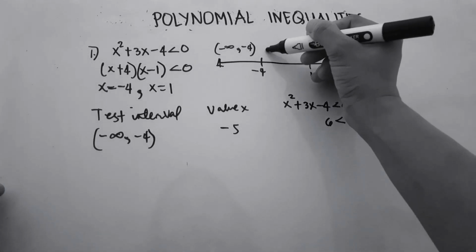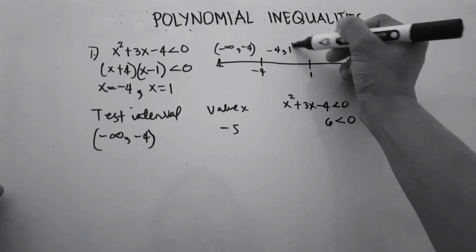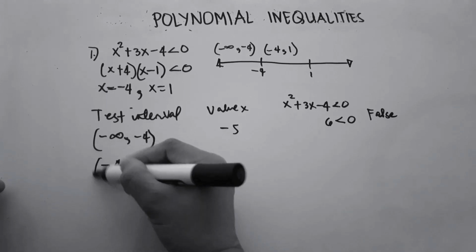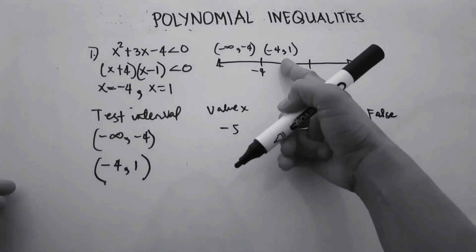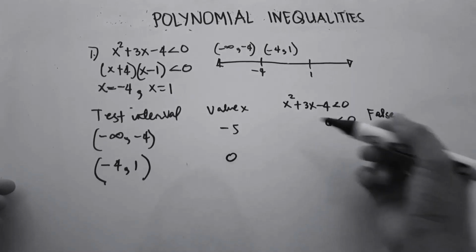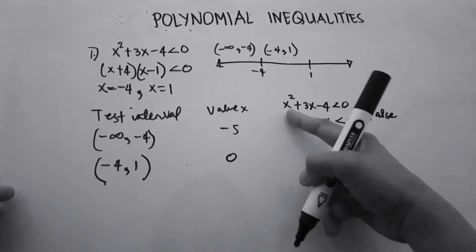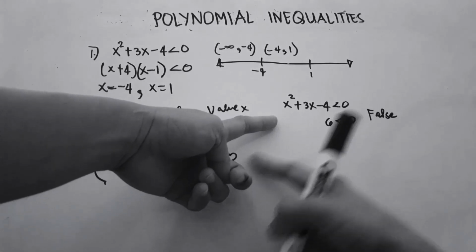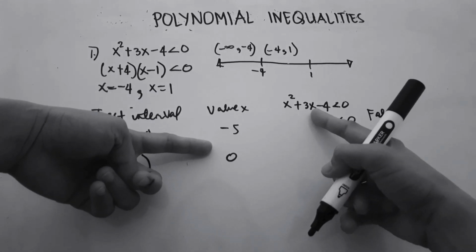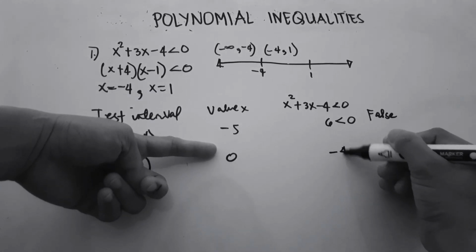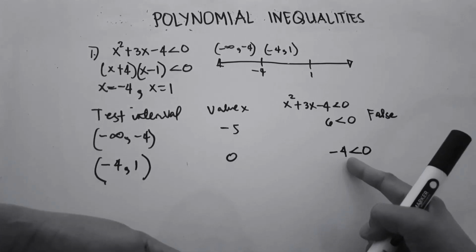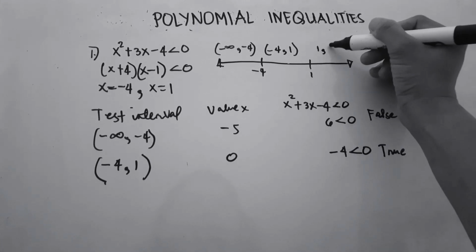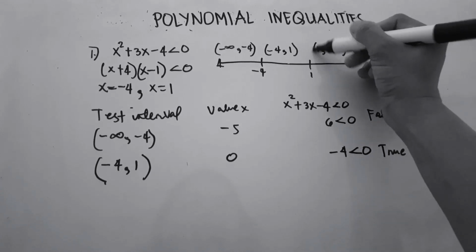Let's try the interval between negative 4 and positive 1. We pick a number from this side, say 0, and substitute the value of x: 0 squared plus 3 times 0 minus 4 gives negative 4. Since negative 4 is less than 0, it is true. Then we solve the other interval, from 1 to positive infinity.